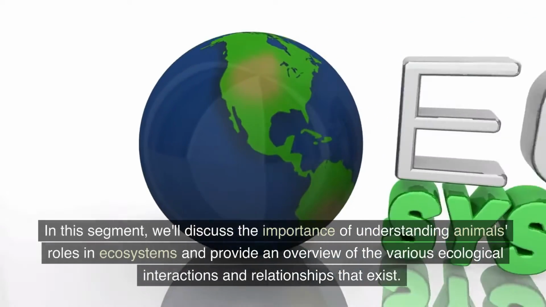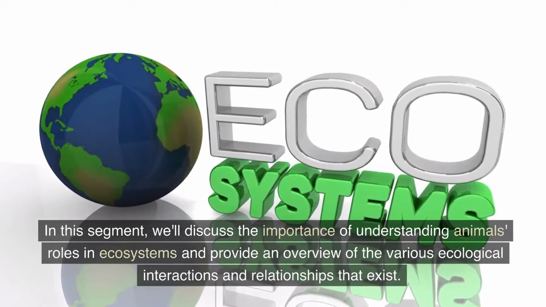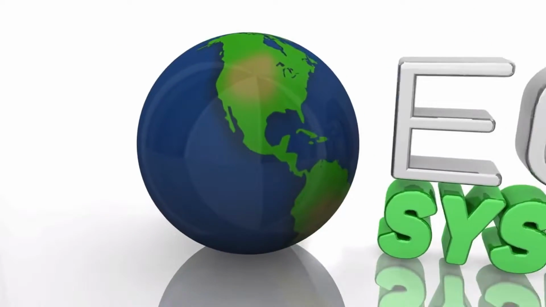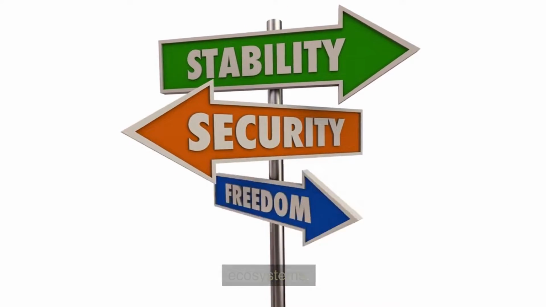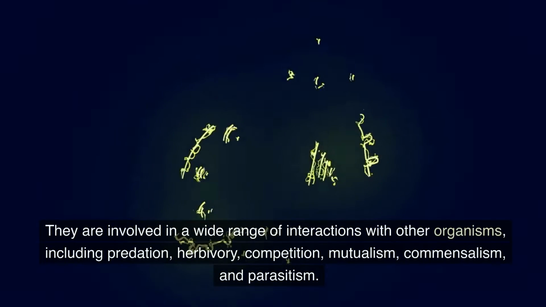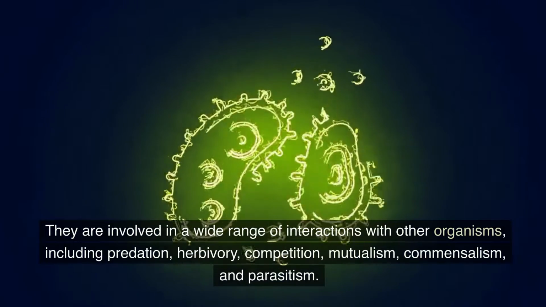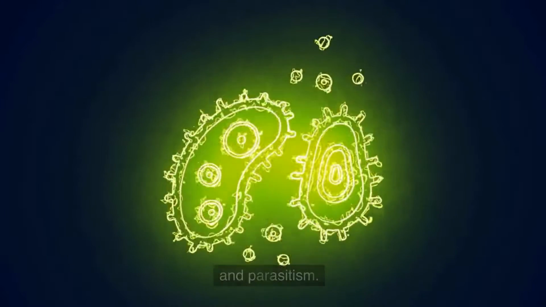In this segment, we'll discuss the importance of understanding animals' roles in ecosystems and provide an overview of the various ecological interactions and relationships that exist. Animals play a crucial part in maintaining the balance and stability of ecosystems. They are involved in a wide range of interactions with other organisms, including predation, herbivory, competition, mutualism, commensalism, and parasitism.